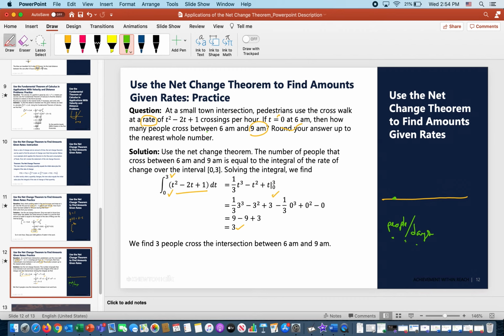So you'll come in contact with this net change theorem quite often in a real world context. So take a look at these problems in Newton, and let's see if we can't get you the help that you need.